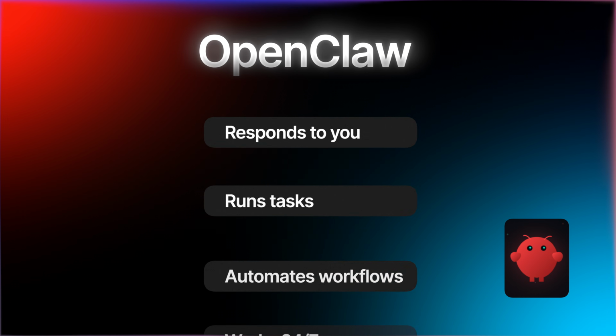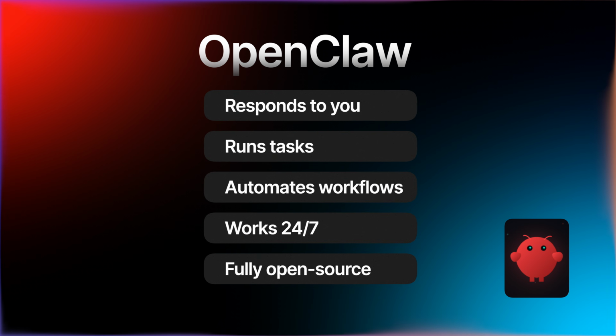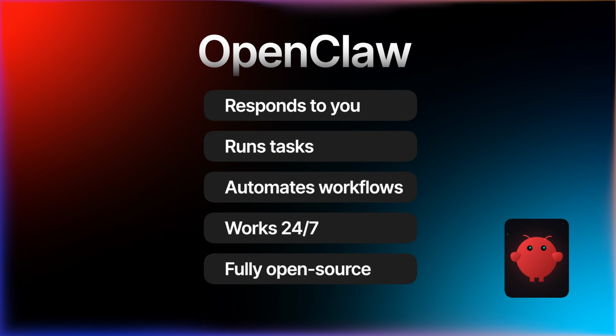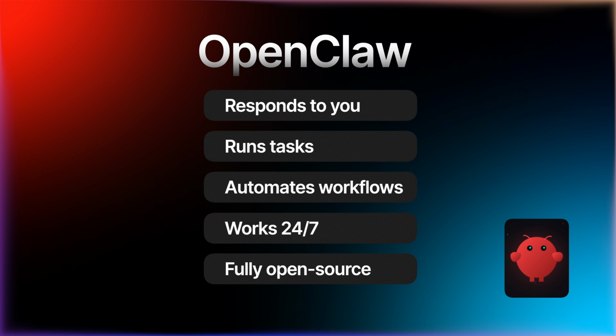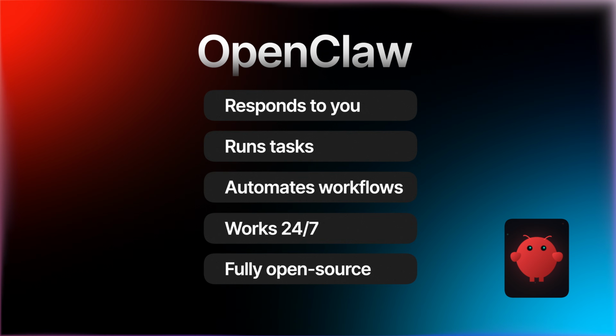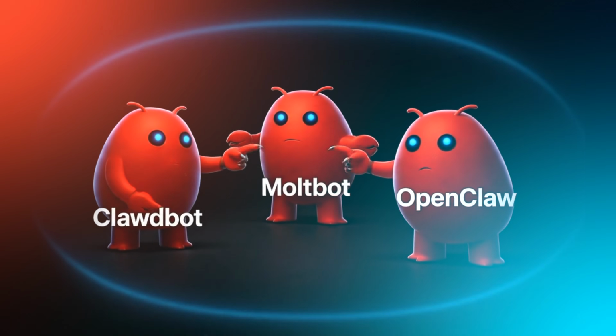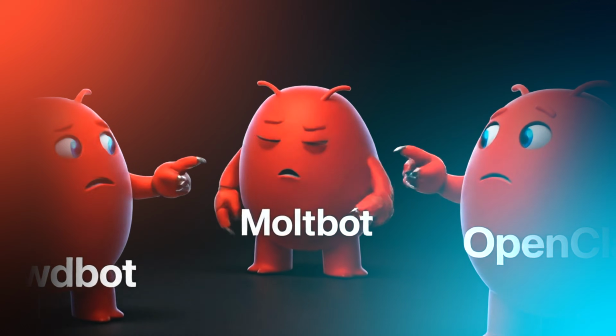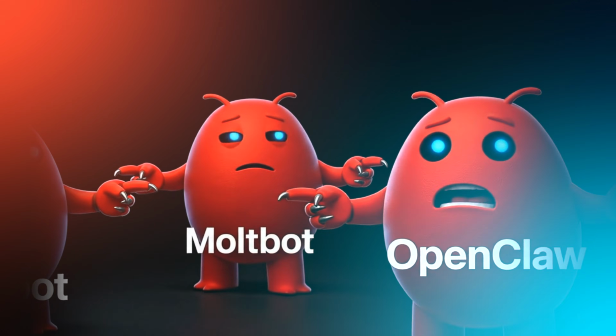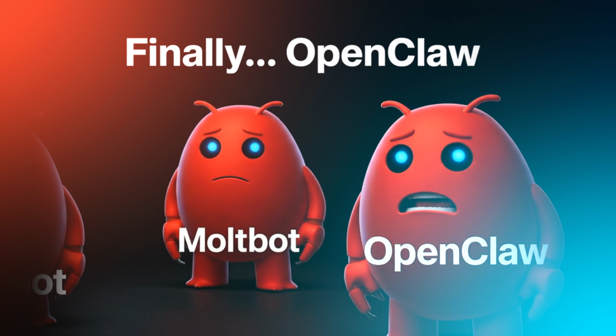OpenClaw is an open-source AI agent that can respond to you, execute tasks, automate workflows, and stay online 24/7. Basically, a digital assistant that never sleeps. By the way, if you come across names like Clawdbot or Moltbot, don't get confused. They're earlier versions of the same project. The official and final name is now OpenClaw.